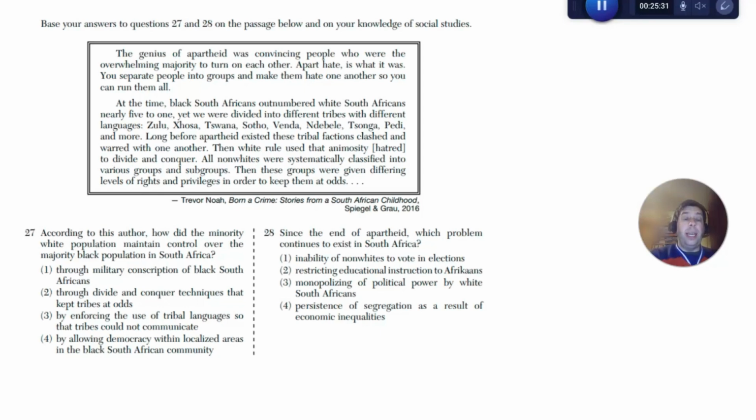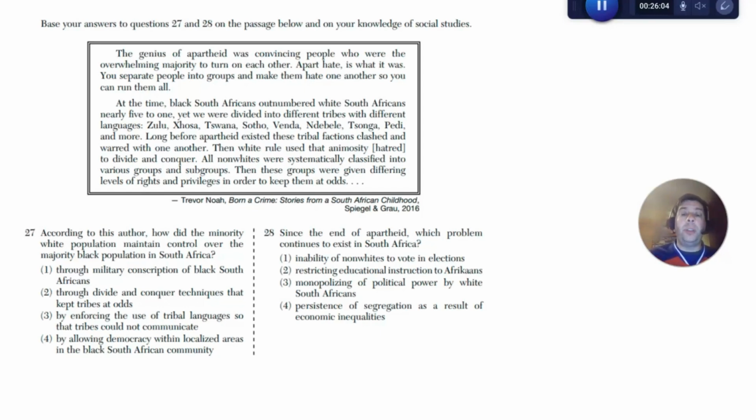So how did they control? Number one, through military conscription of black South Africans. It doesn't talk about that. Through divide and conquer techniques that kept the tribes at odds. I mean, it literally says they used that hatred to divide and conquer. That's the answer, but let's keep reading. By enforcing the use of tribal languages so tribes could not communicate. Nope, doesn't say anything about that. By allowing democracy within localized areas of the black South African community. I mean, that's the last thing they did, right? They didn't do that at all until they ended apartheid.